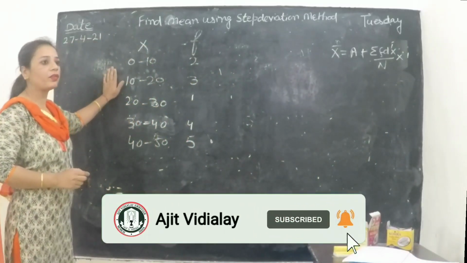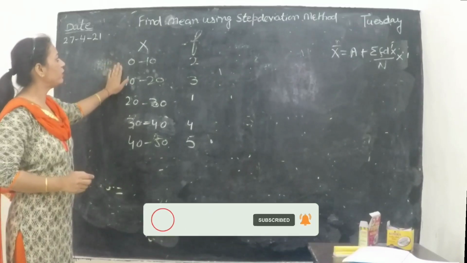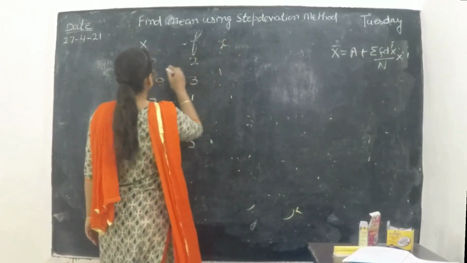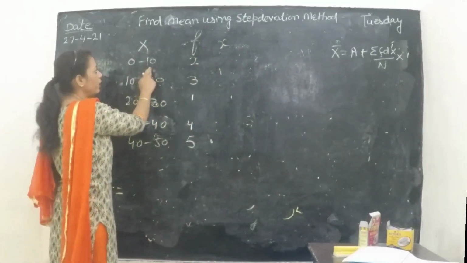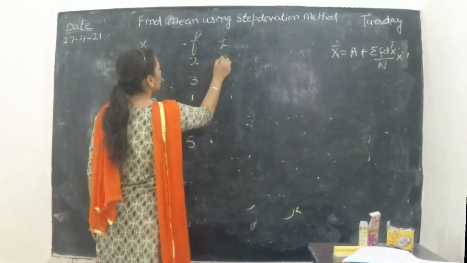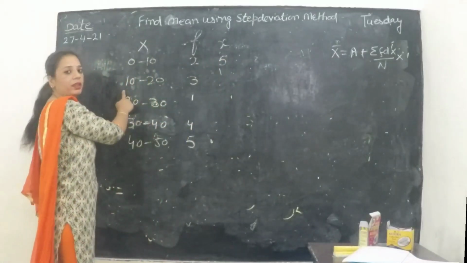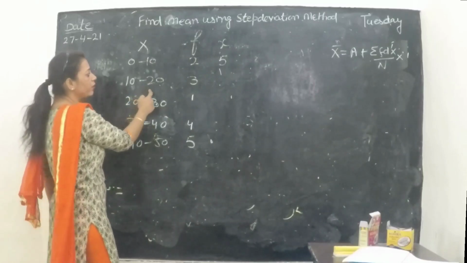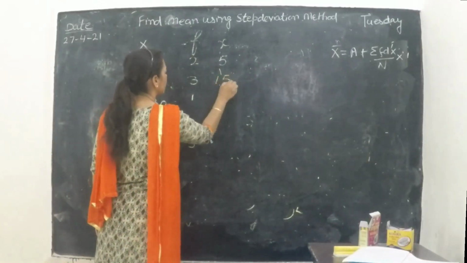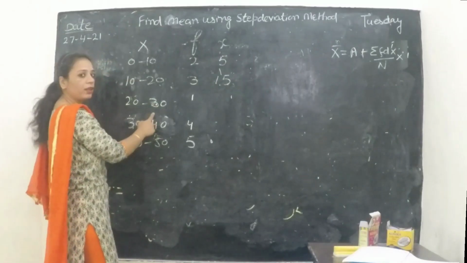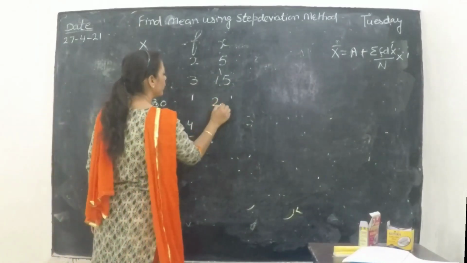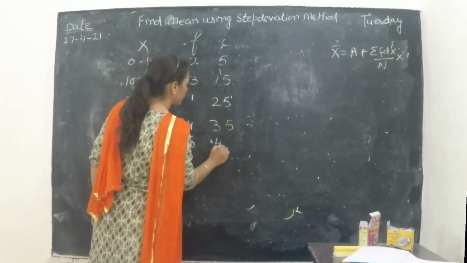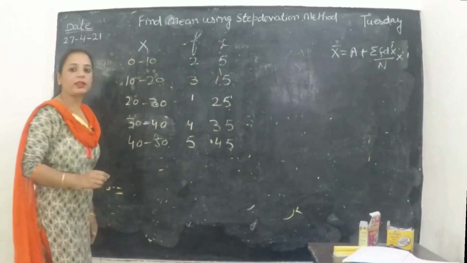First of all, we will change these class intervals into the mid values. So we will find the mid values. 0 plus 10, 10 divided by 2 is equal to 5. We will add these two limits and divide them by 2. 10 plus 20, 30, 30 divided by 2, 15. 20 plus 30, 50, 50 divided by 2, 25. Then 35 and 45.